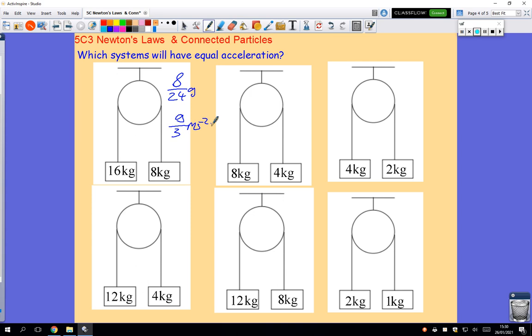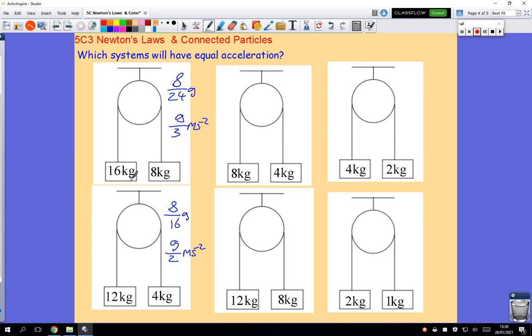If I look at this one where they also differ by 8, if you found this accurately, you would have found 8 over 16 times g, which would simplify to half g, or g over 2 meters per second squared. So notice, even though in this diagram and this diagram the difference between the masses is 8 kilograms in both of them, that does not mean the acceleration is the same.